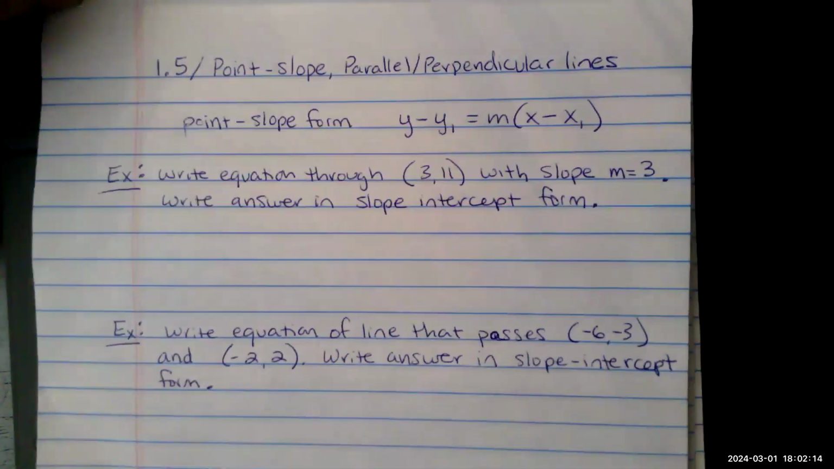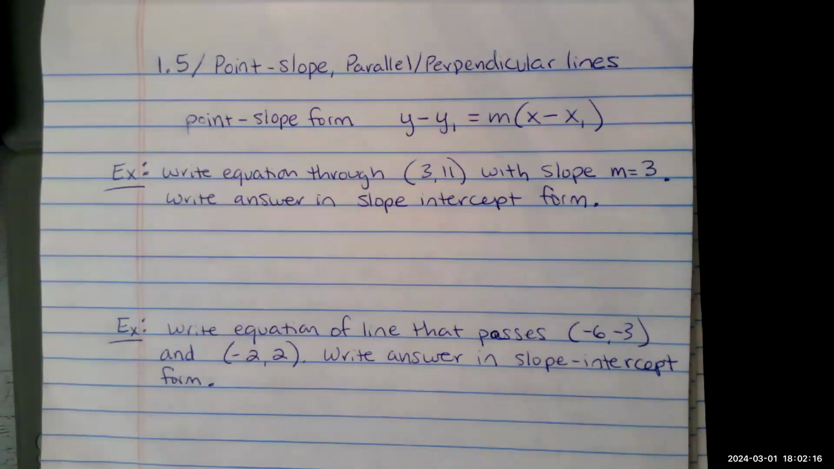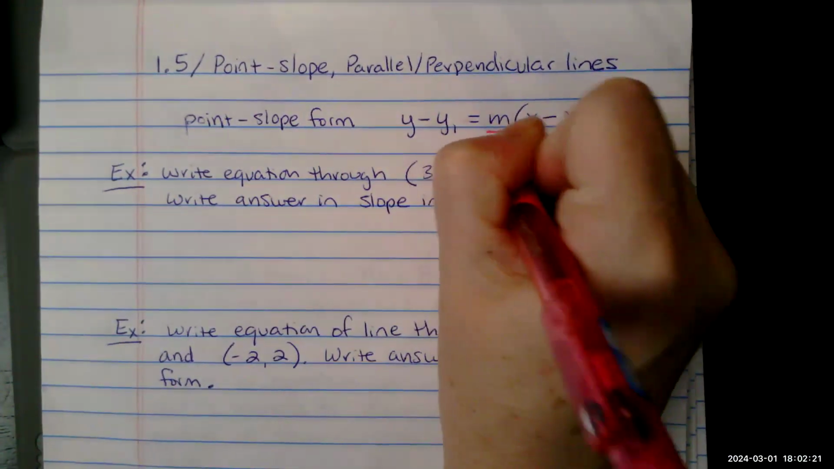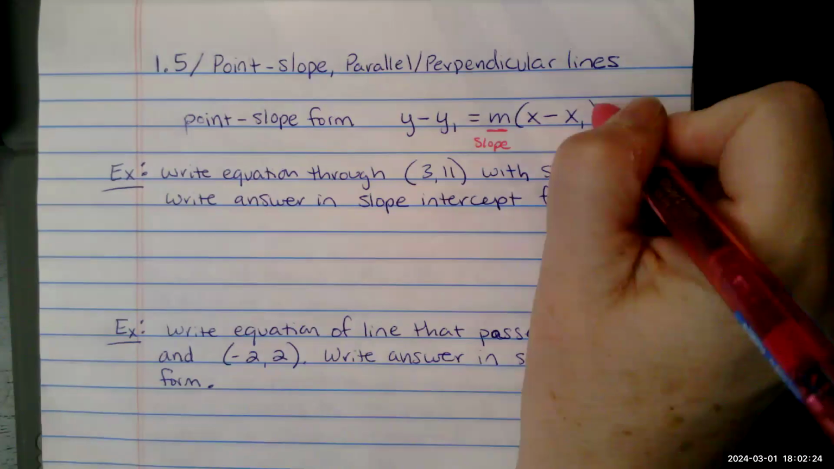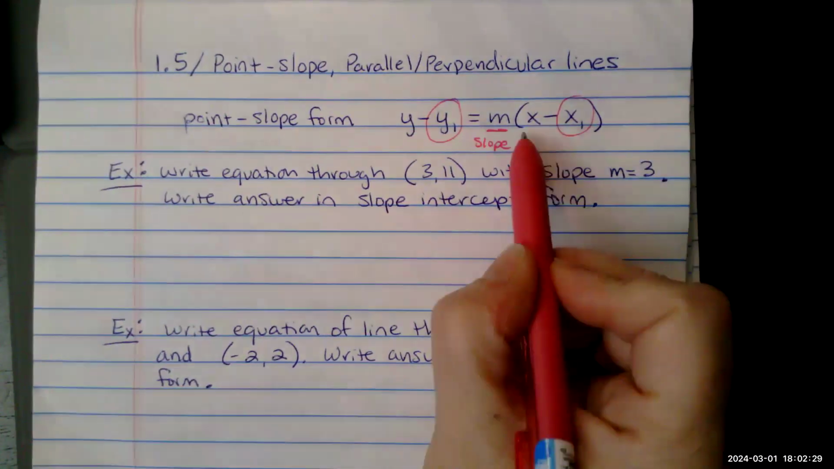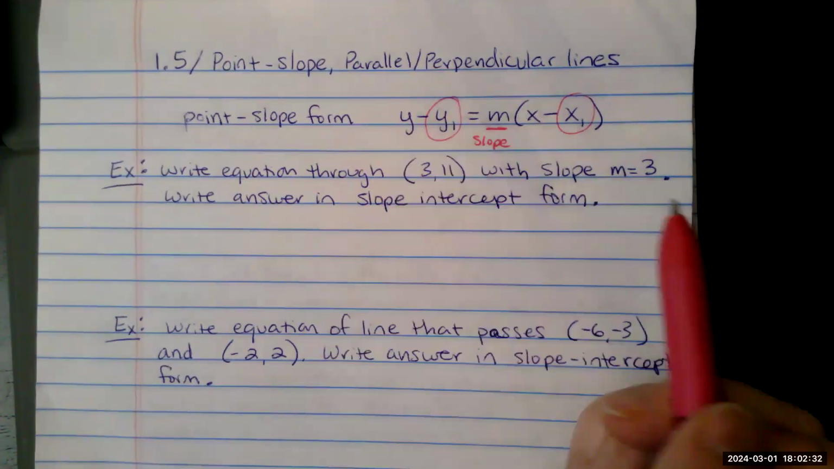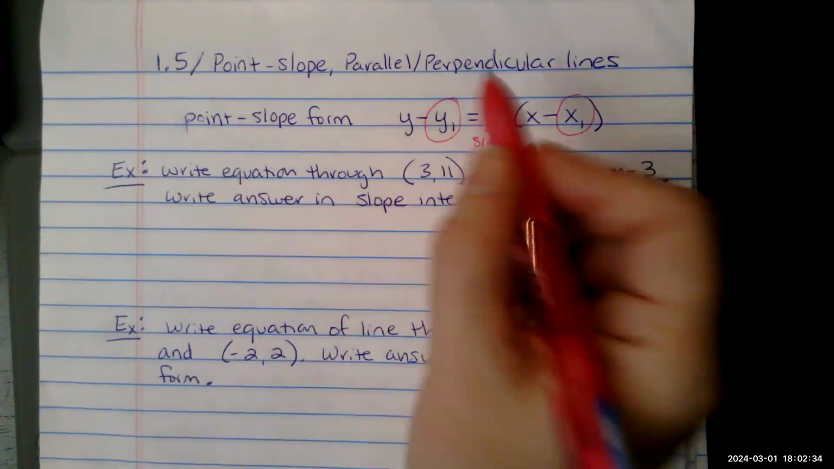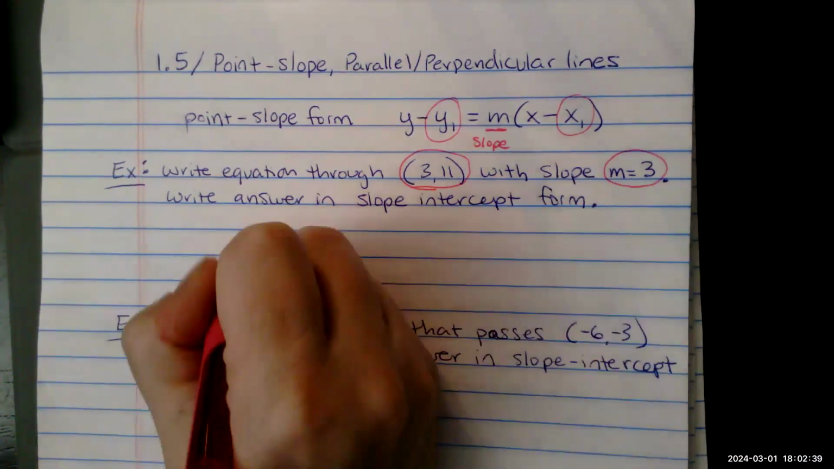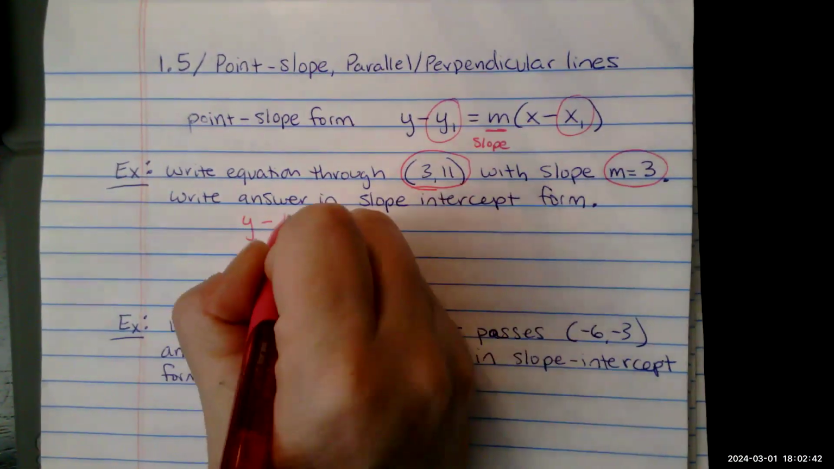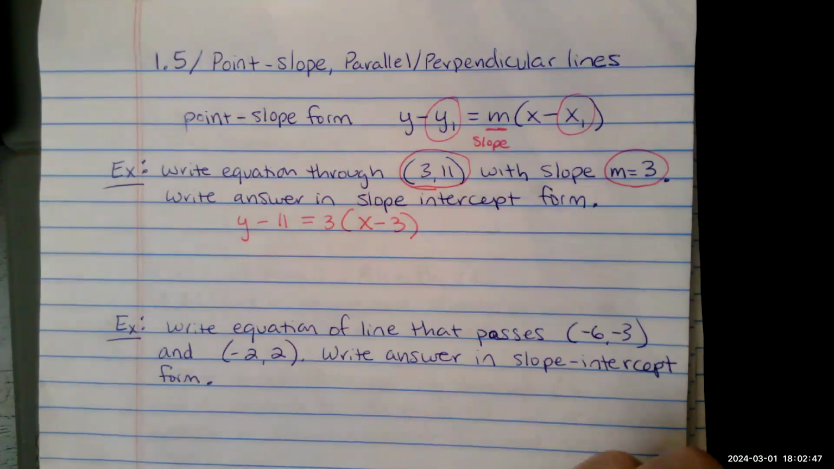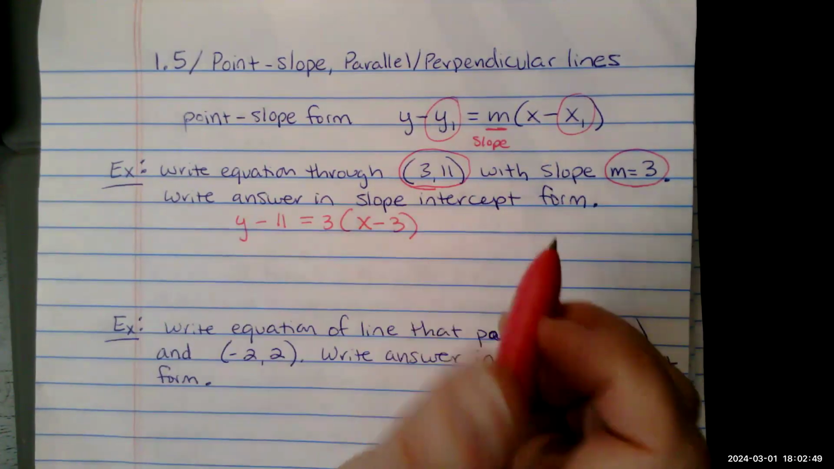Okay, so we did some of the point slope equation in 1.4. So hopefully you're already familiar with this. Remember, the m is your slope, and the x1 and y1 are the actual x and y from the point that you have. This x just stays x, and this y just stays y. So if I'm trying to use this equation because I know this point and this slope, I'm going to plug them in. y minus the y, 3 times x minus the x. If they wanted this answer in point slope form, I would be done right now.